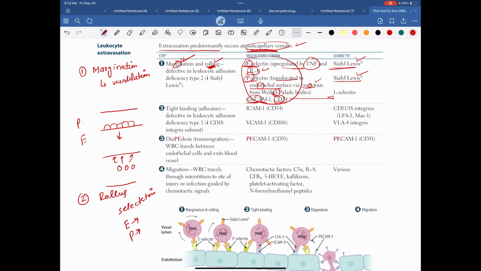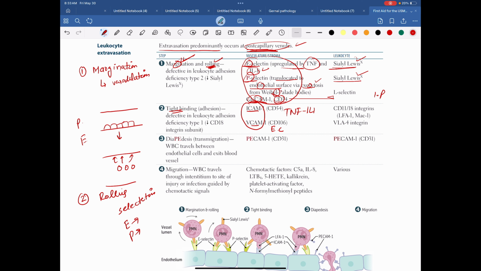Then we have the third step, or according to your first step the second step, that is adhesion, and it is also called tight binding. Again we have to understand the basic concept: what are the cellular adhesion molecules that are upregulated on the endothelium? These are ICAM and VCAM. ICAM and VCAM are upregulated on the endothelium by tumor necrosis factor and interleukin 1, so please keep this in mind. Then we also have proteins called integrins, which are present on the leukocyte.